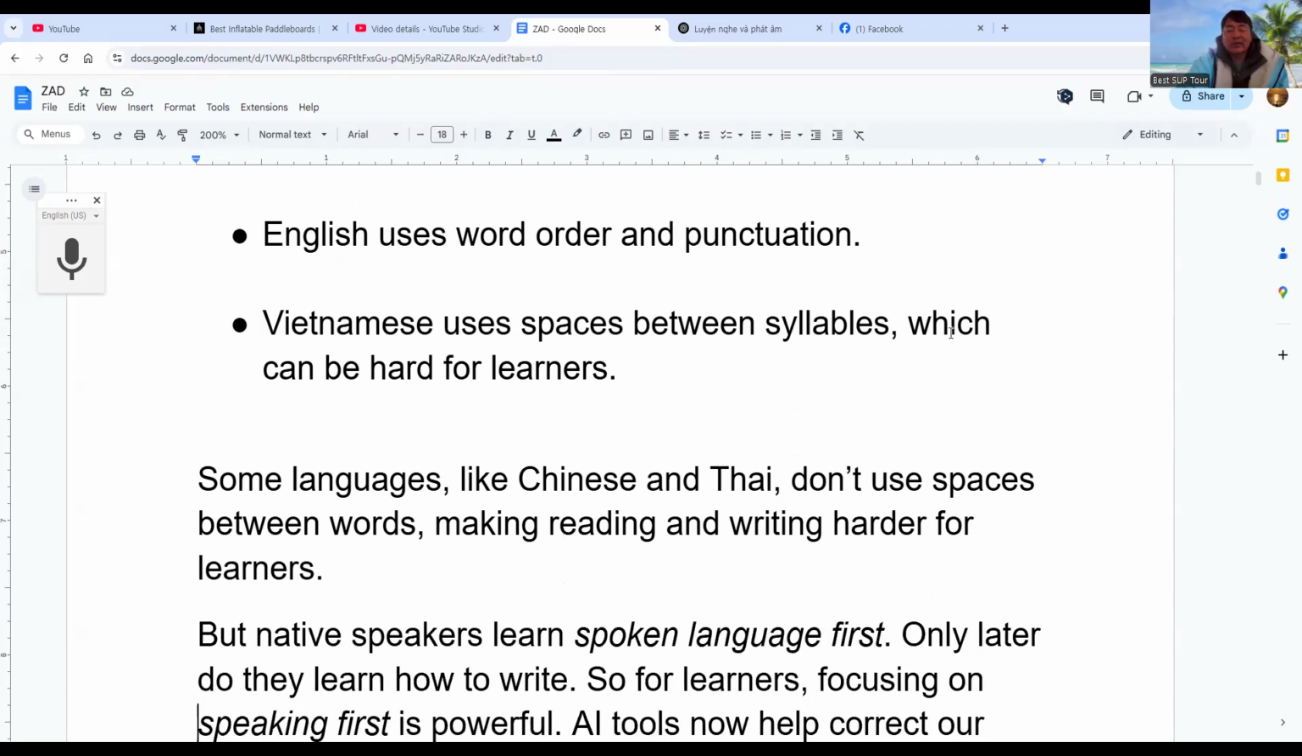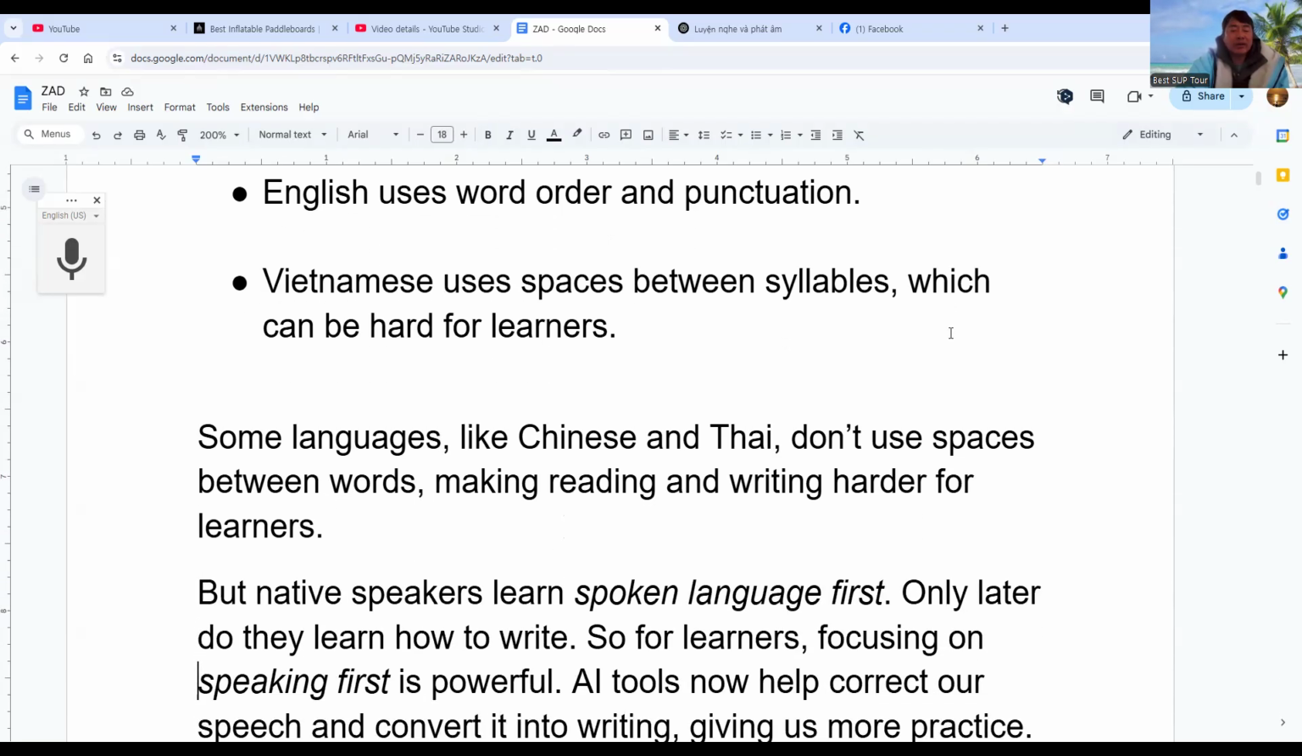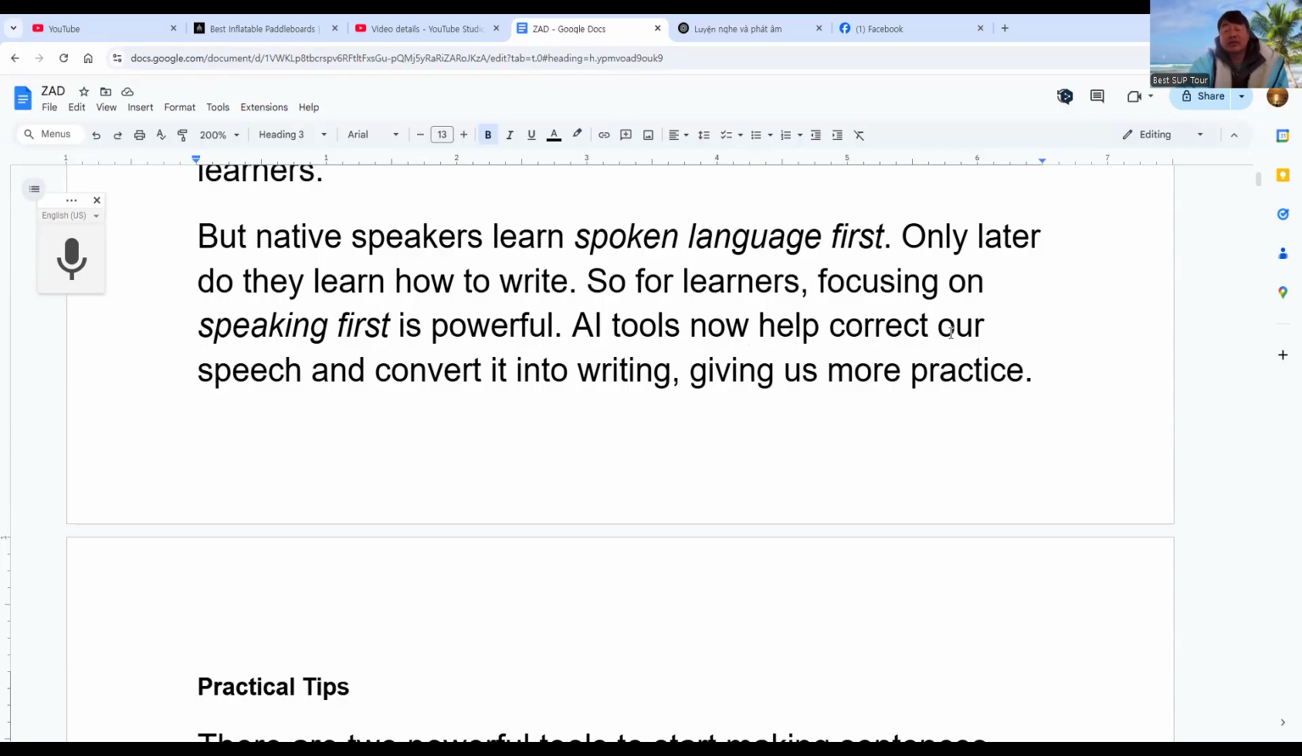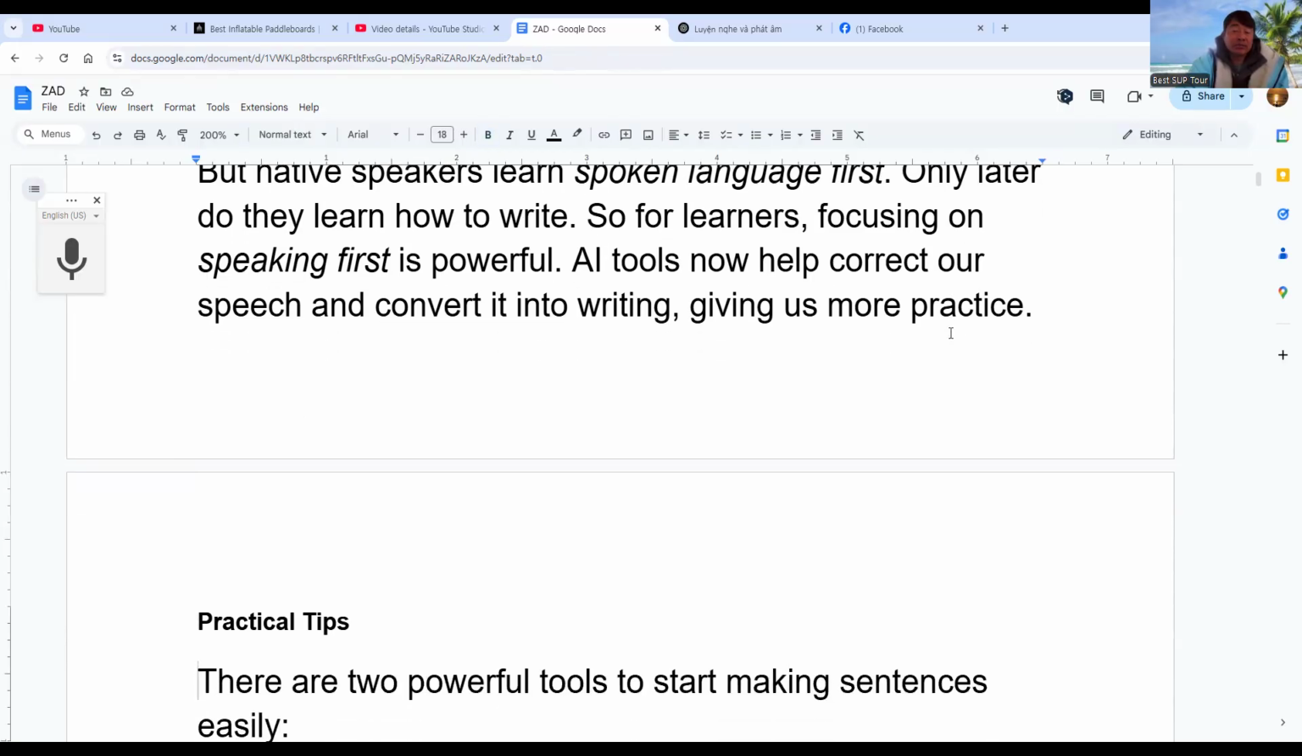But native speakers learn spoken language first. Only later do they learn how to write. So for learners, focusing on speaking first is powerful. AI tools now can correct our speech and convert it into writing, giving us more practice.